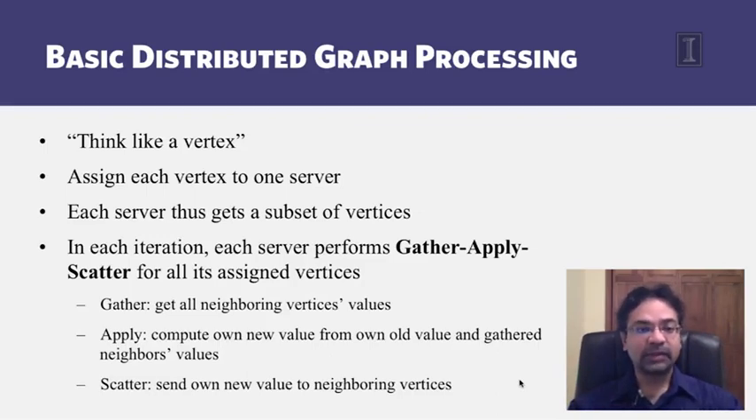Some of these vertices may be local at that server. Other vertices may be located on other servers, so you fetch their vertex values over the network. Then once you have these values, you apply. In other words, you compute this vertex's new value using its old value and the values of its immediate neighboring vertices, and then you scatter. You send the new value over to these neighboring vertices. Okay, so this is again very similar to the three steps we had discussed earlier in the non-distributed version of graph processing.